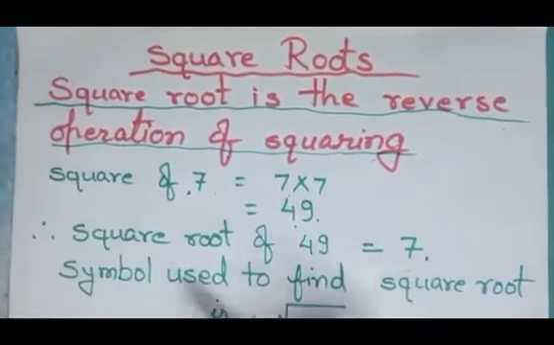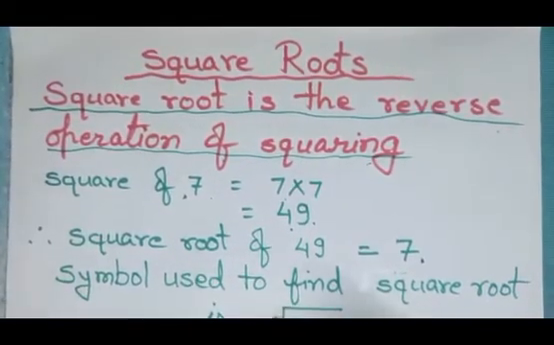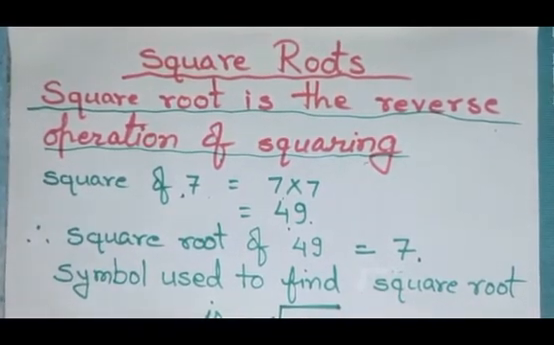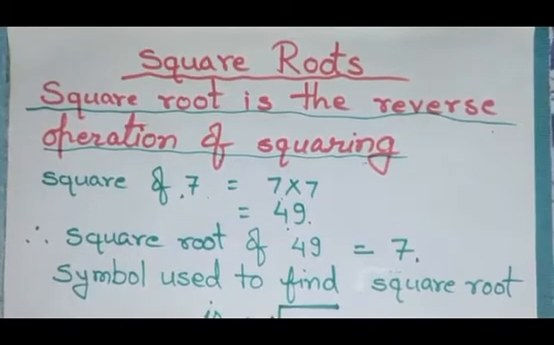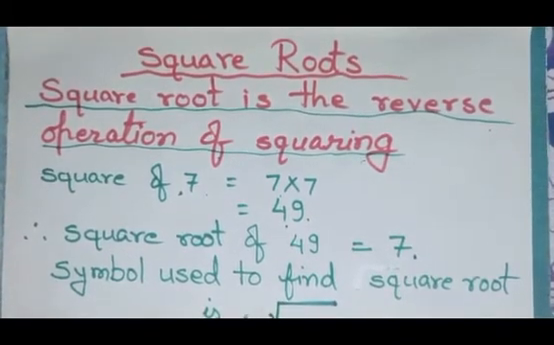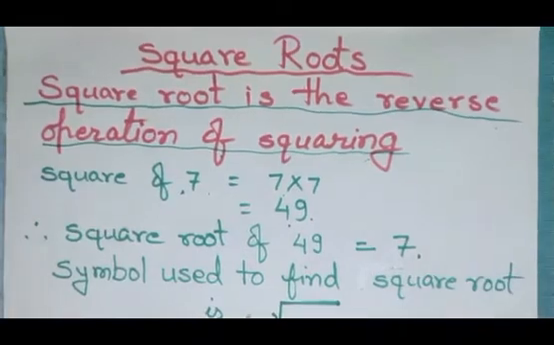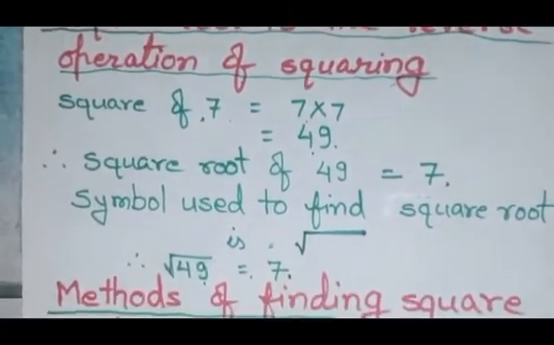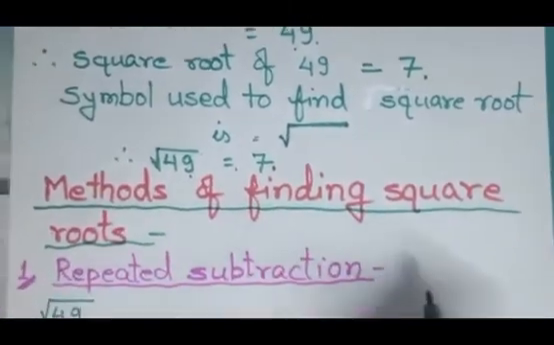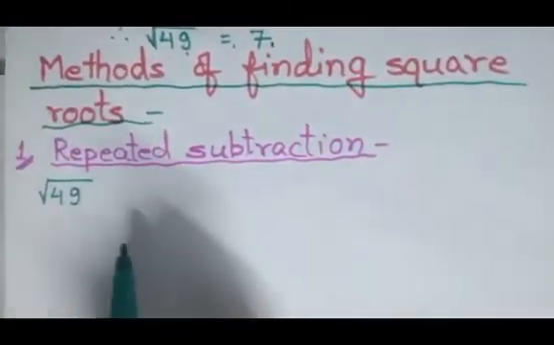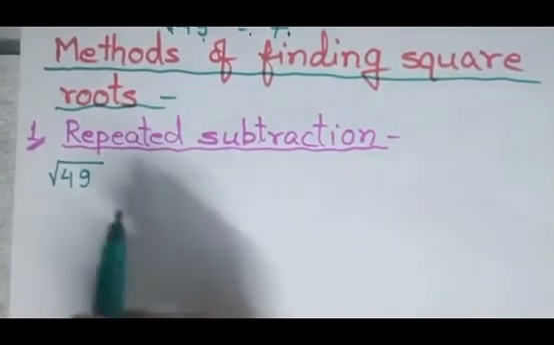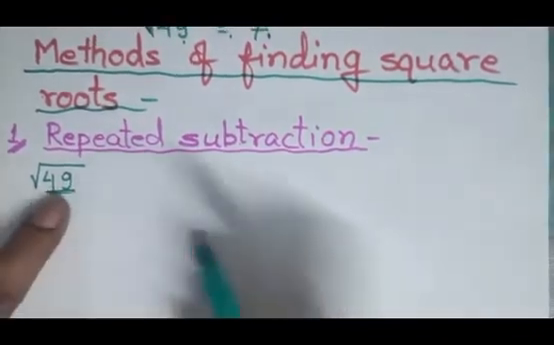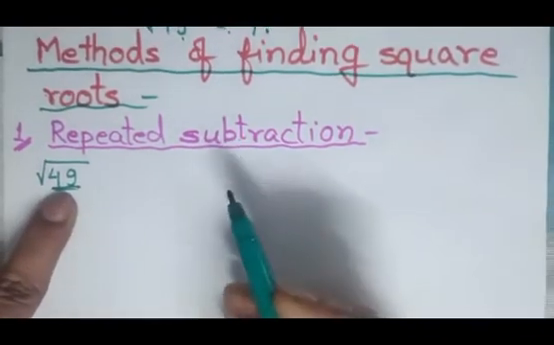Okay. To find the square root, we use this symbol. This is the symbol of square root. Means we can write the square root of 49 is 7. To find square root, we have three methods. First method is the repeated subtraction method. Repeated subtraction method is repetition of subtraction from the given number whose square root we are going to find.